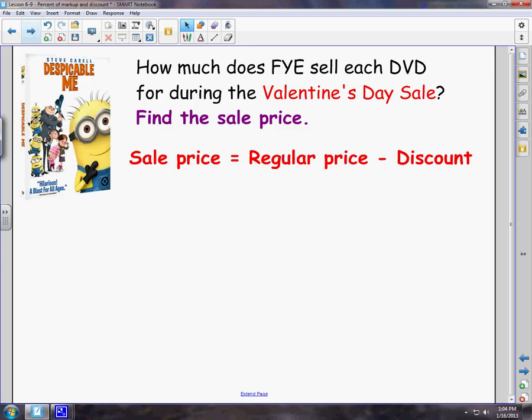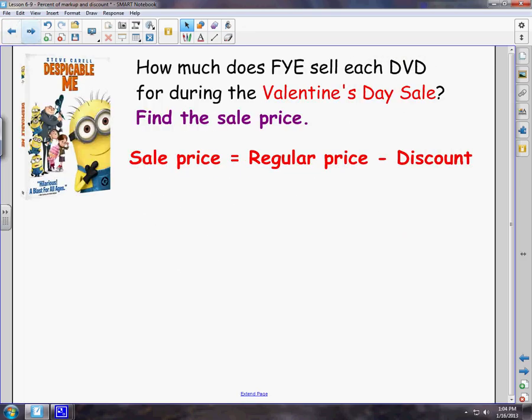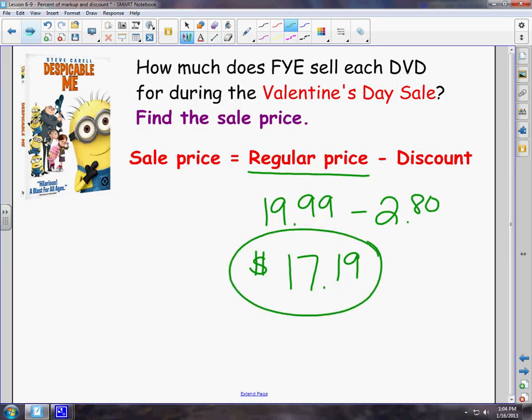How much does FYE sell each DVD for during the Valentine's Day sale? Find the sale price. I figured out that it's $19.99 for DVDs, and they're going to give me $2.80 off. So I take the regular price, $19.99, minus $2.80, and that gives me the sale price of $17.19. That's how much they should charge you at the register before tax, and then you have to add tax on.